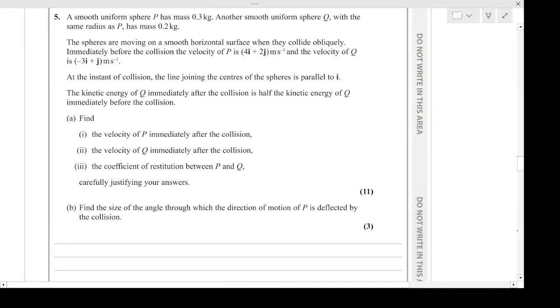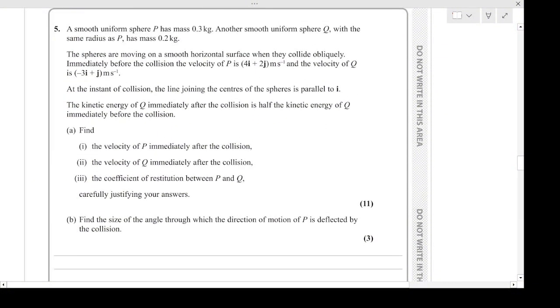Right, and now I've got this question here. I'm told a smooth uniform sphere P has mass 0.3 kilograms. Another smooth sphere Q with the same radius has mass 0.2. Spheres moving on the same horizontal surface, they collide obliquely. Before the collision, P has velocity 4I and 2J, and Q has minus 3I and J. The line of centers is parallel to I. Kinetic energy of Q is half the kinetic energy before the collision. Okay, so it wants me to work out velocities and stuff like that.